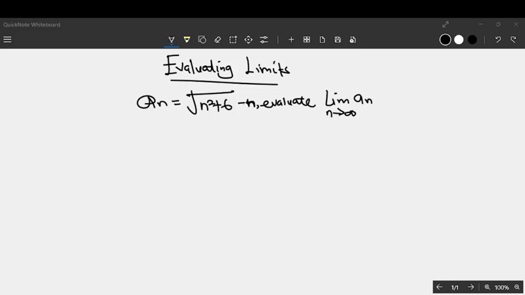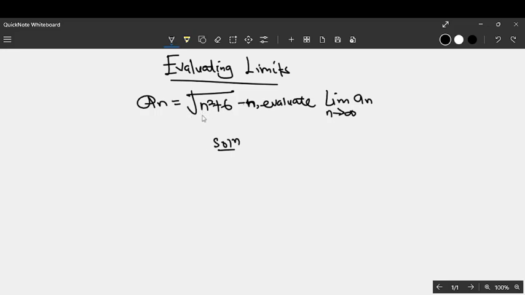In this tutorial, we are going to look at how to evaluate limits of functions. Suppose we have a_n equals the square root of n squared plus 6 minus n, and we are to evaluate the limit of a_n as n approaches infinity. In this way, the first thing to do is to find the conjugate of a_n.